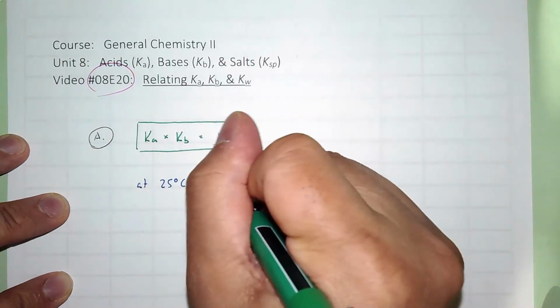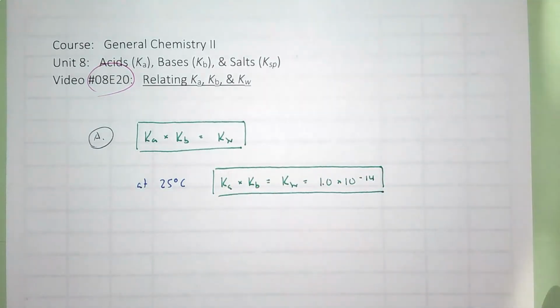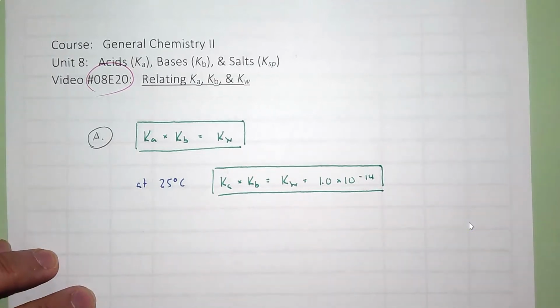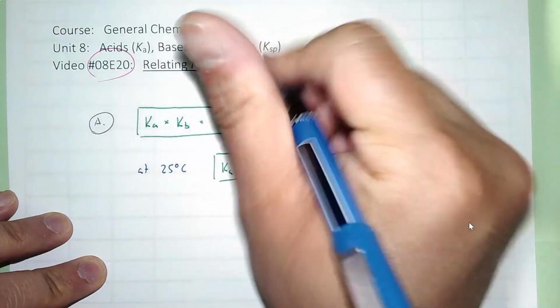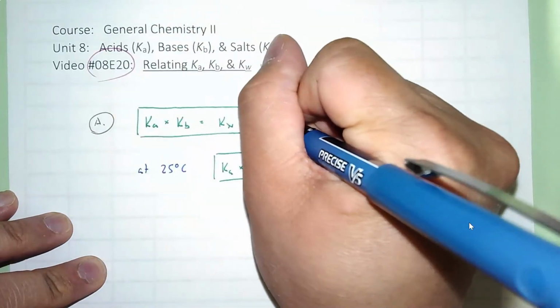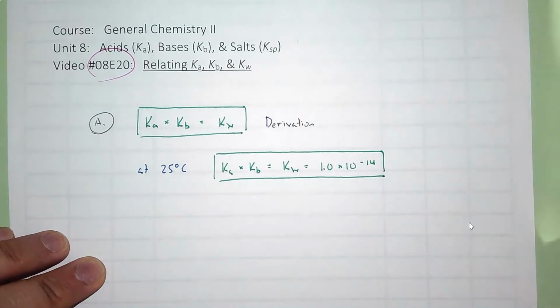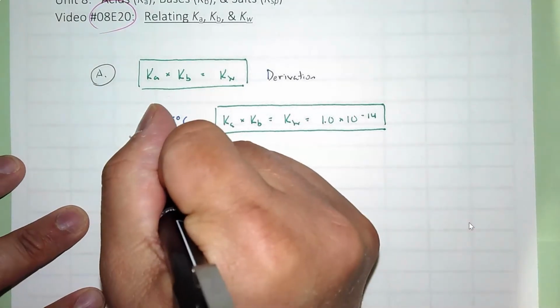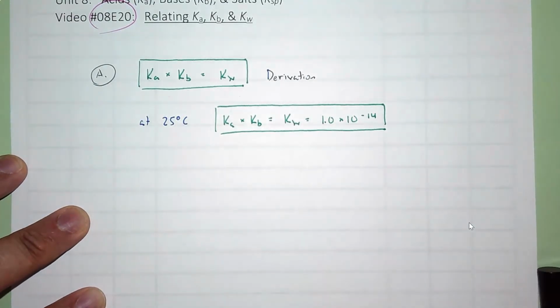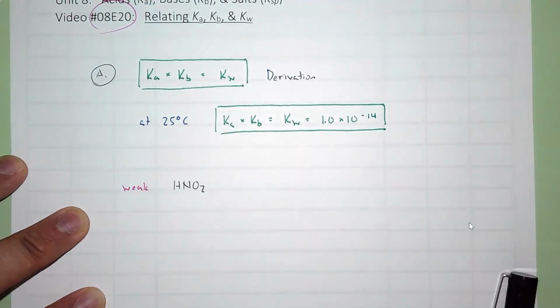How did that happen? Before we take a look at this, let's derive it, actually. I wasn't planning on doing this, but let me derive it. So we'll call part A the derivation. I hadn't planned on doing this, so bear with me as I try to figure this out. Okay, let's have one reaction. Let's have a weak acid. And I'll use the weak acid that we used in the previous video, HNO2.